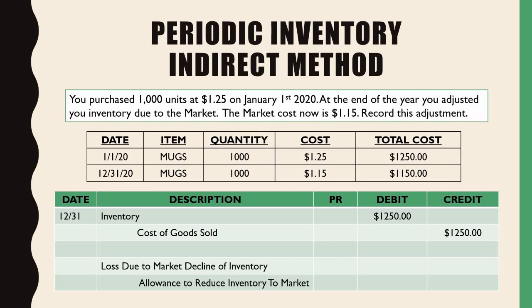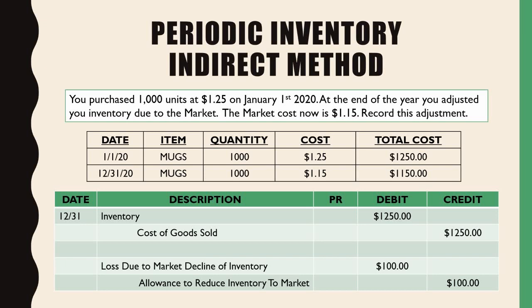But at the same time, you're going to create an expense account called loss due to market of inventory, whatever you want to name it. That's your expense account, right? And the allowance to reduce the inventory to market, that's a contra account, okay? That's where you're going to take the difference between the two, right? And adjust your inventory accordingly.